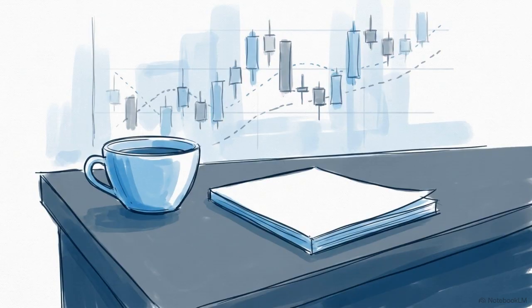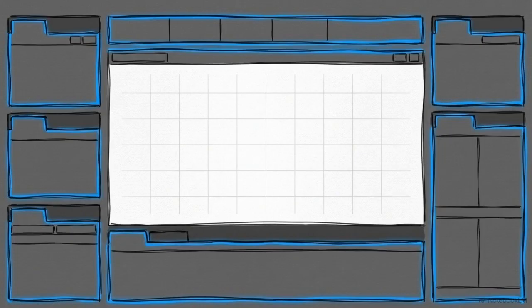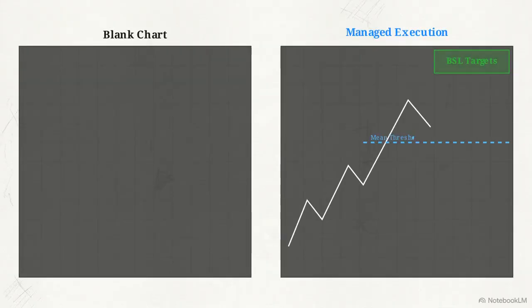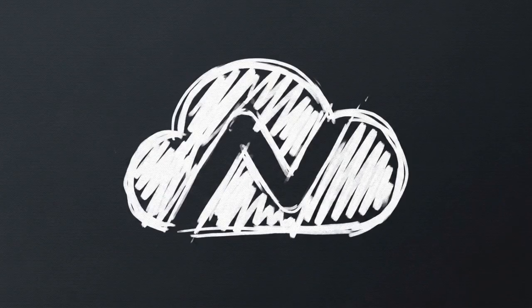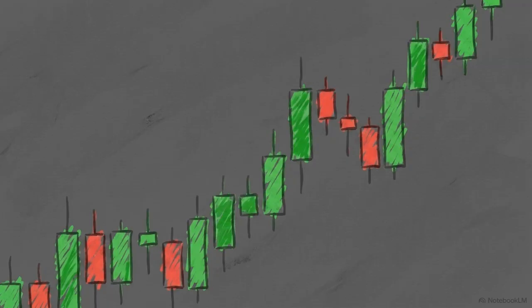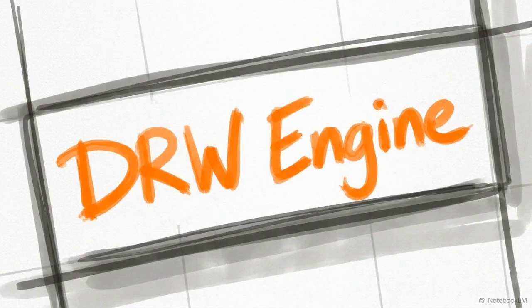By the end of this video, you will know how to build a high-probability propulsion reload trade, taking it from a completely blank chart all the way through to a managed execution. To follow along, you need 3 things: an active TradingView account, a 5-minute chart of the NQ or ES index, and the DRW engine indicator applied to your canvas.